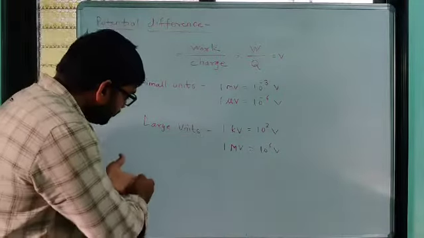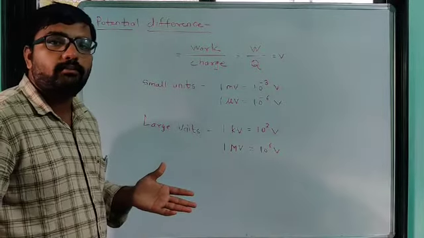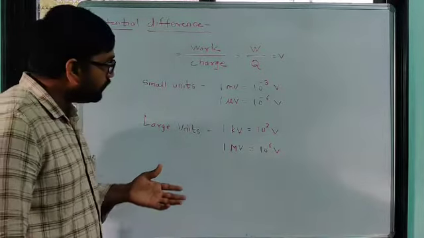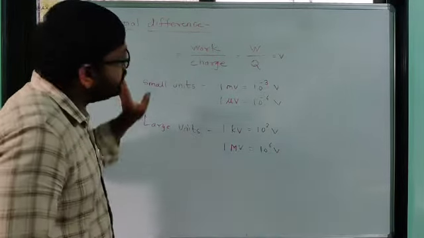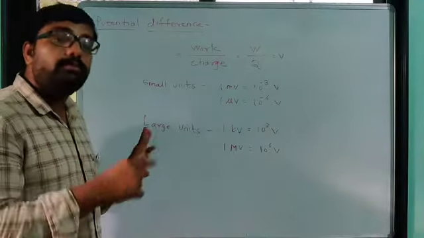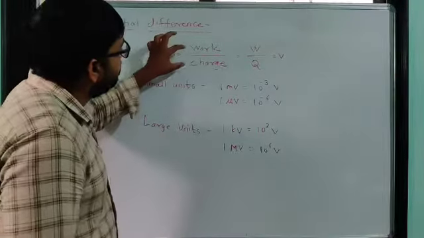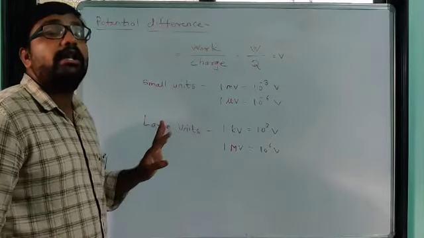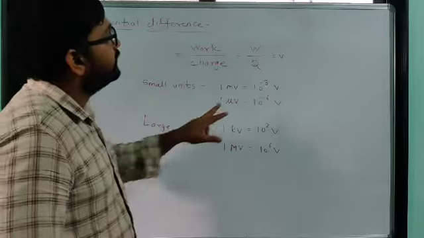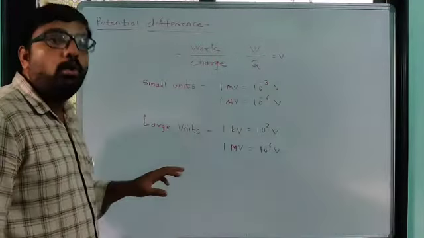So as we move these charges from one point to another point, we have to do some work, and that work done per unit charge to move one positive charge from one point to another point, that ratio is nothing but the potential difference. This is measured in volt. Potential difference has the unit volt.